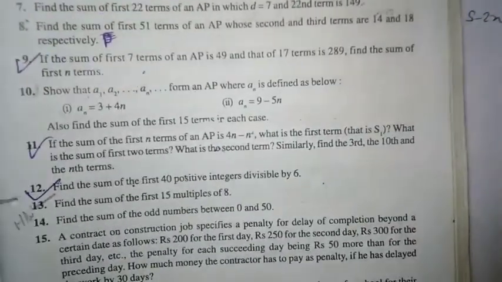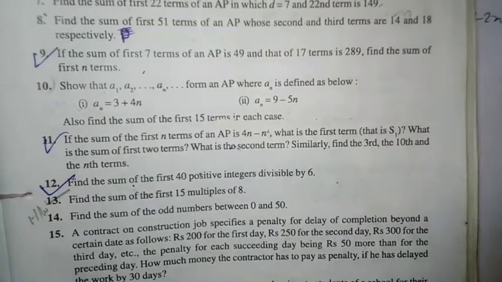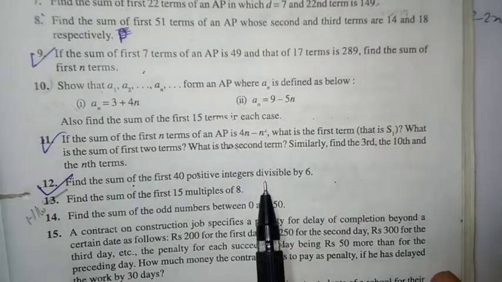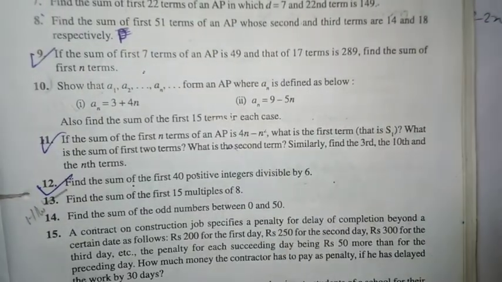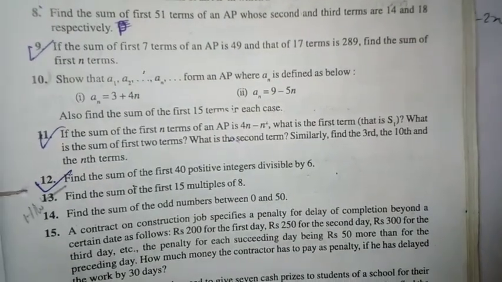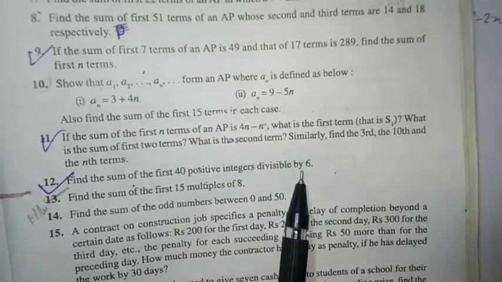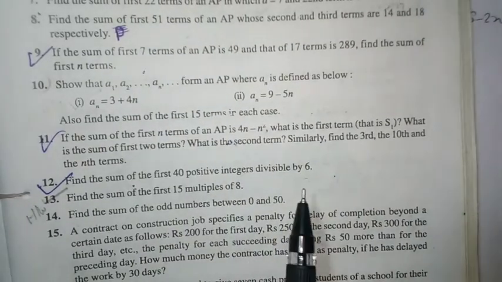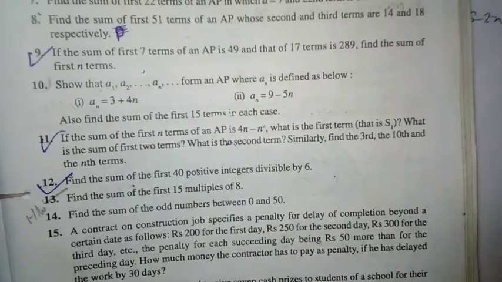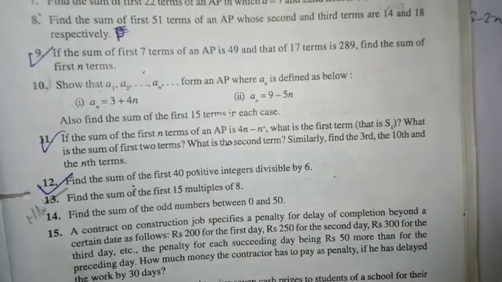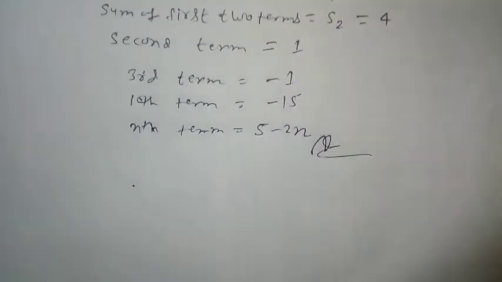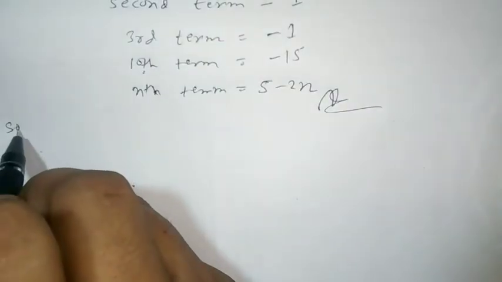Find the sum of first 40 positive integers divisible by 6. First 40 positive integers. Okay, so a is equal to 6, d is equal to 12 minus 6 is equal to 6. So you have to write solution 12.